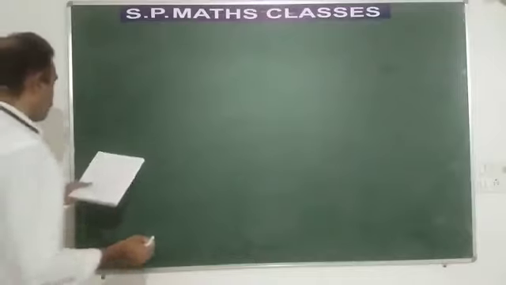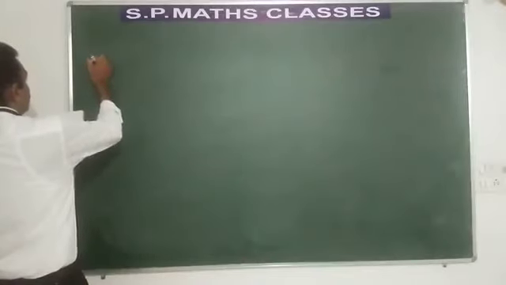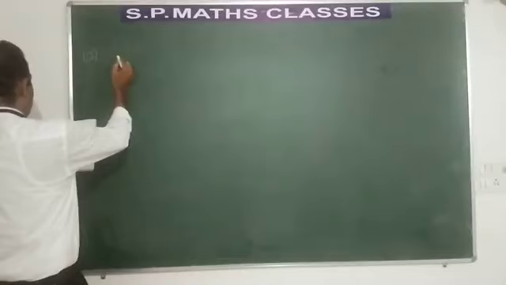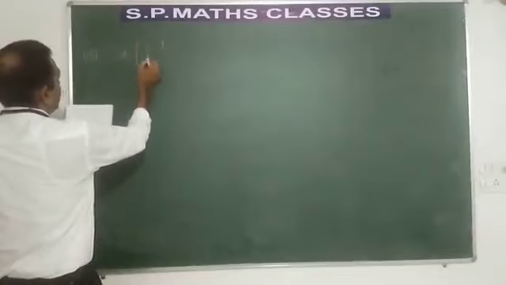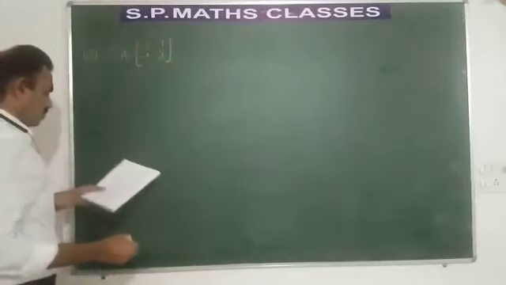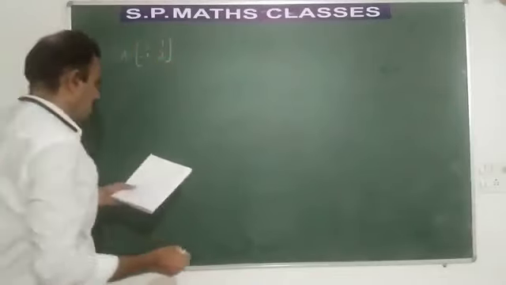I take up the next problem, 13th problem. It is given A is equal to 3, 1 minus 1, 2. Prove that A square minus 5A plus 7I is equal to 0, that is the null matrix. Hence find A inverse. That's what is required.